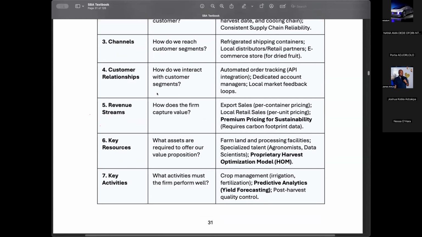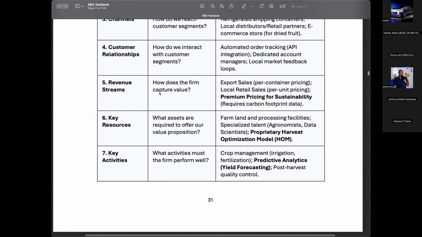I need a farmland, I need processing equipment, I may need special talent, agronomists, a data scientist, and I need to create my own model for optimizing harvesting. It's something that will be very interesting. A proprietary harvest optimization model. So you develop your own model to be able to track how much you make out of your harvest that you have done by a particular time or period. By putting all the parameters in the request, you might be able to calculate how much yield you are going to get.